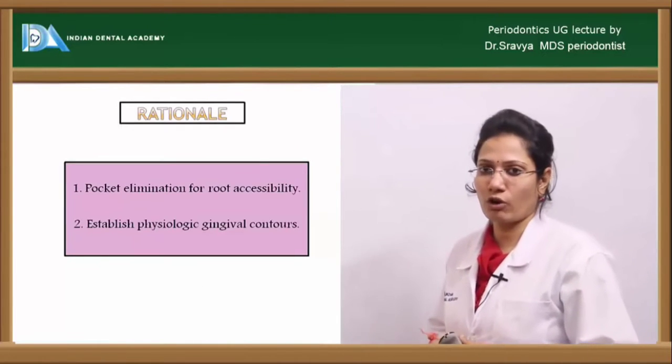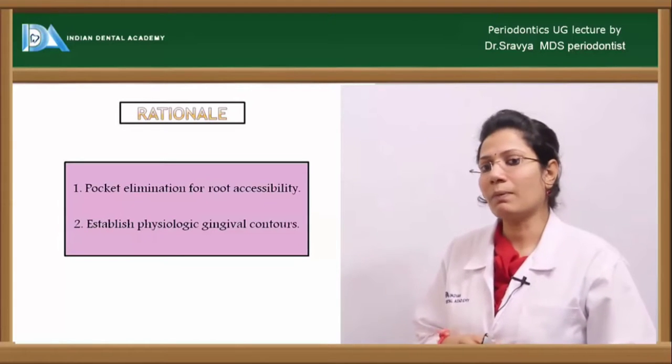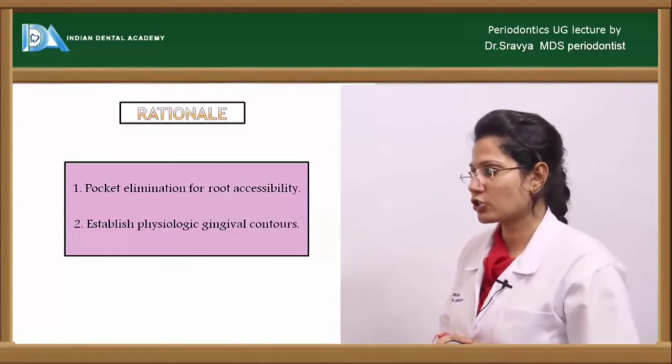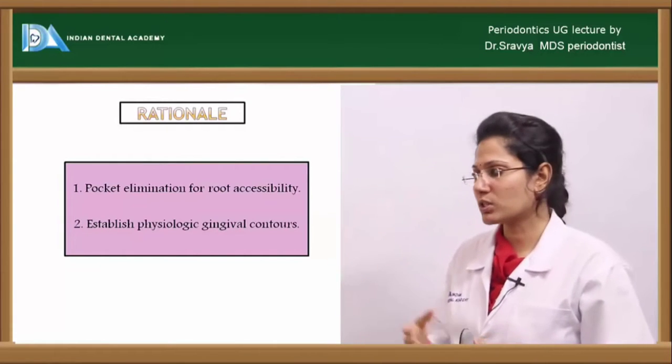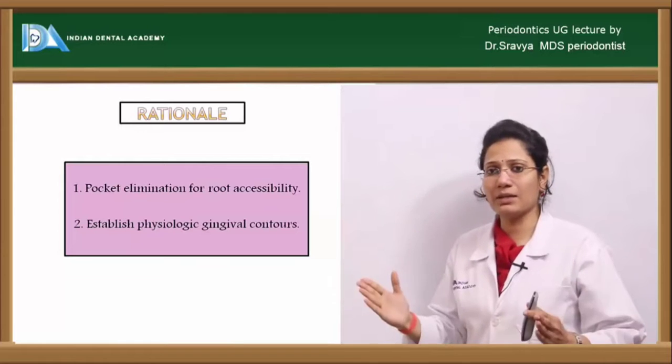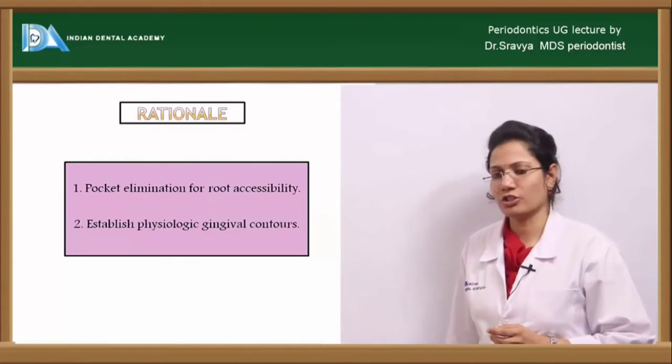What is the rationale for doing the gingivectomy or gingivoplasty procedures? First would be pocket elimination or pocket reduction, for gaining better access to the root surface, pocket elimination for root accessibility, and to establish physiological gingival contours.